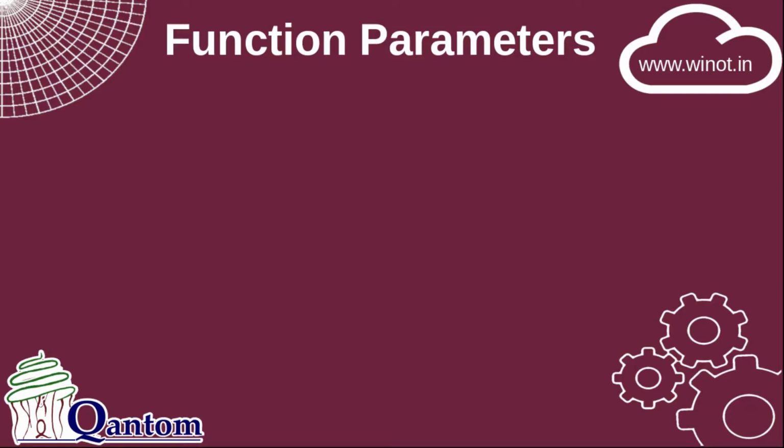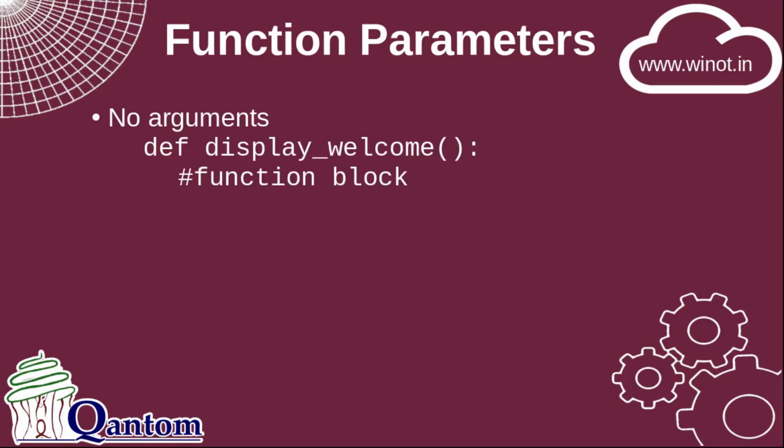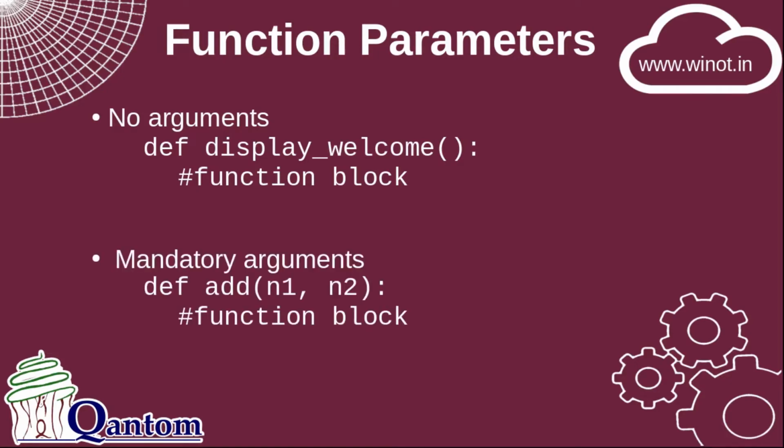Python has different types of function parameters. You can choose different strategies to accept arguments and call these arguments. One does not accept any parameter at all. This is quite straightforward. A caller has to invoke such functions without passing any parameter. The syntax is just def function name, open and close brackets, and then of course you'd have the function block.